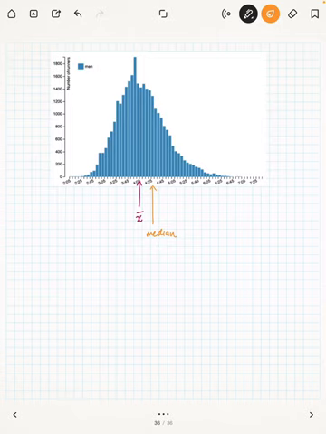If these match or are pretty close to each other, then that's a good indication that your distribution is symmetric, and in which case you could use either one. And in that case, the median is actually a really good replacement or alternative to your mean.